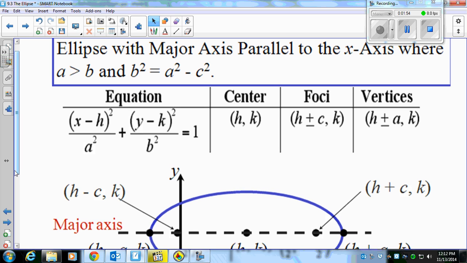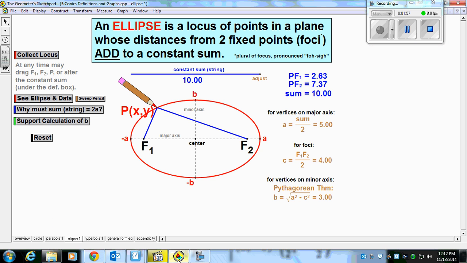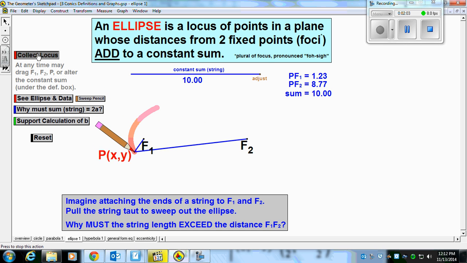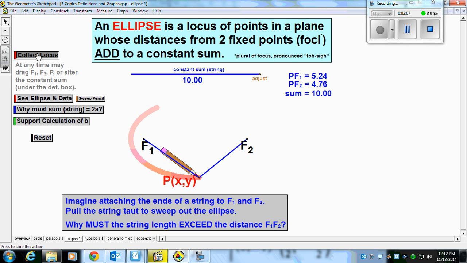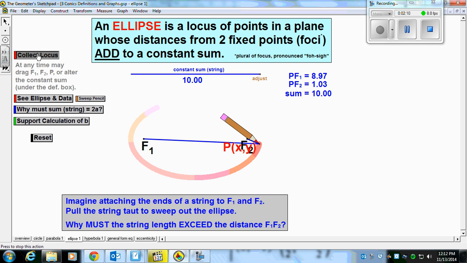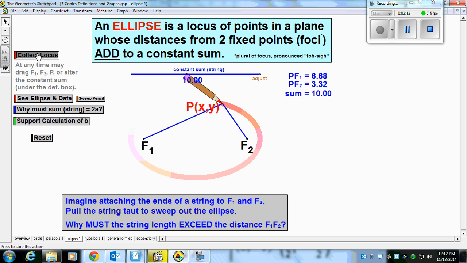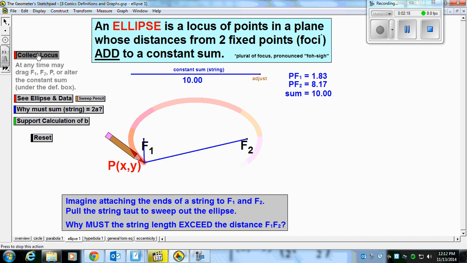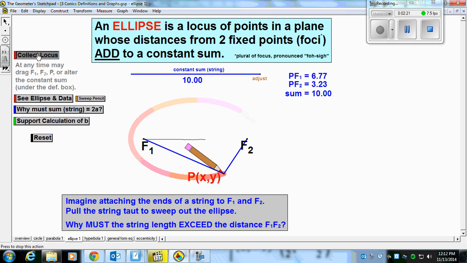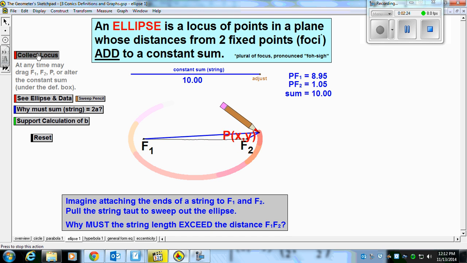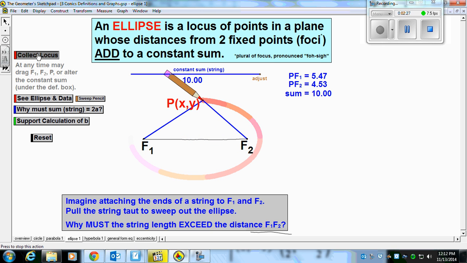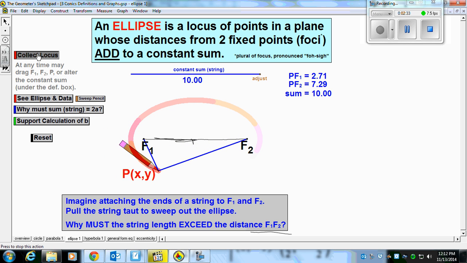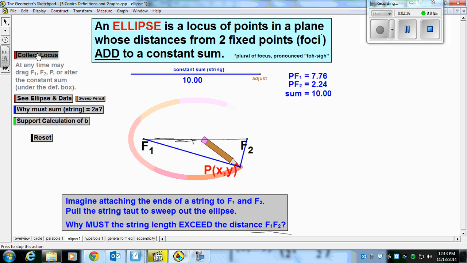Let's look at this applet on Geometry Sketchpad, and we can see how this is created. Imagine you had a string attached at points F1 and F2 and a pencil on that, and you trace it around; what you end up getting is an ellipse. Notice the string has to be longer than the distance from F1 to F2, because if it didn't exceed that distance, you couldn't move your string anywhere. Your pencil would just be stuck, moving back and forth on that line. So it's got to be greater than that.